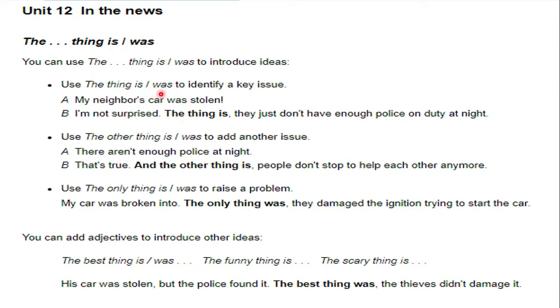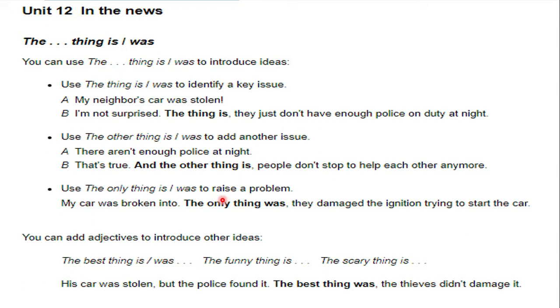The thing is or was to identify a key issue, ¿ya? Es decir, the thing is y the thing was sirve para identificar un problema que es clave, ¿ya? En este caso estamos hablando de que el problema clave es que no hay suficientes policías. The second one, the other thing is or the other thing was is to add another issue, es decir, para mencionar otro problema. No hay suficientes policías y aparte de eso la gente no se baja a ayudarse unos a otros, ¿ya? And the last one, the only thing is or the only thing was is to raise a problem, es decir, sacar a relucir un problema que ocurrió, ¿ok?